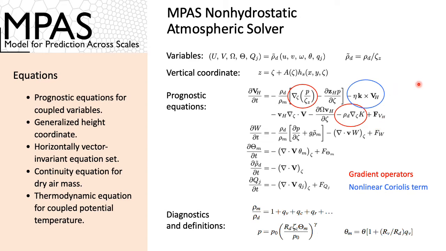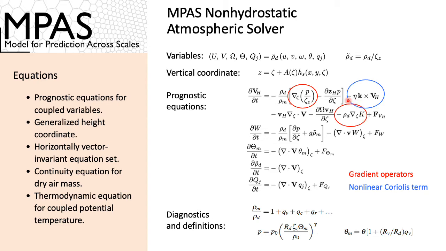There are two sets of terms in the equations that I would like to explain how they're discretized. The first set of terms are gradient operators. If we look at the horizontal momentum equation depicted here, there are two horizontal gradients. There's the pressure gradient, and also because we've cast these equations in terms of a vector-invariant set, the transport terms in the momentum equation have been transformed into a term. One of the terms is this gradient of kinetic energy. That's what K stands for here. This is kinetic energy.